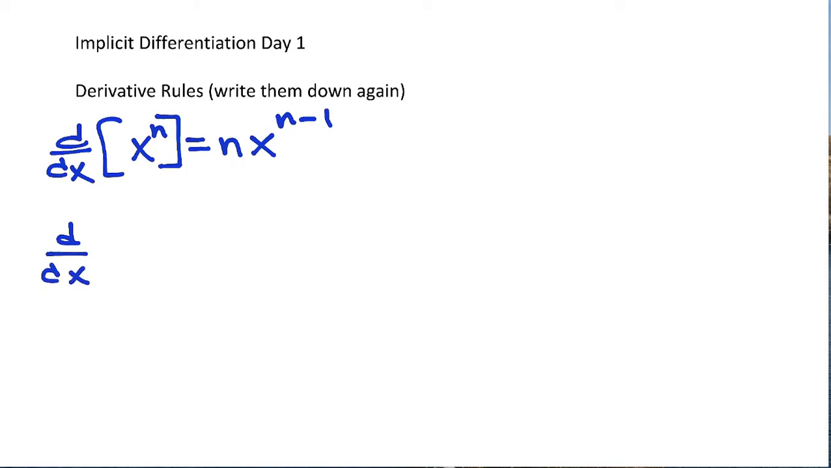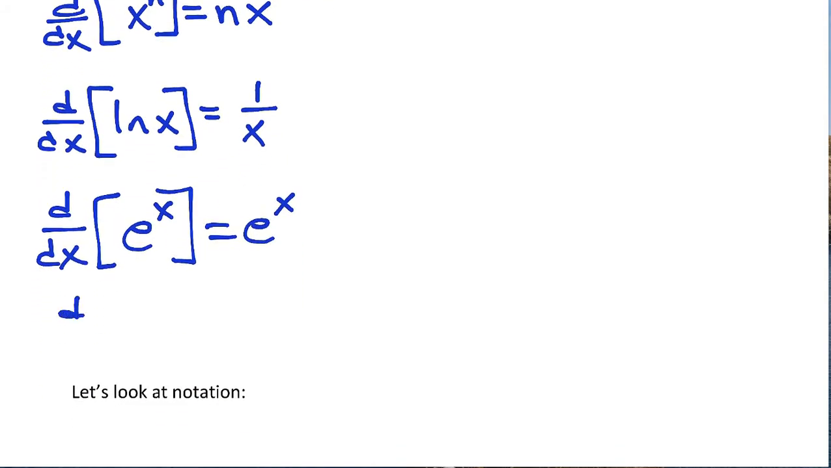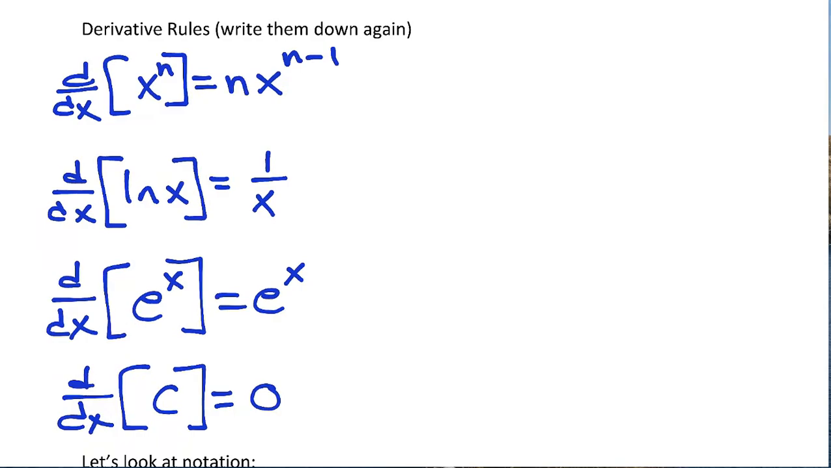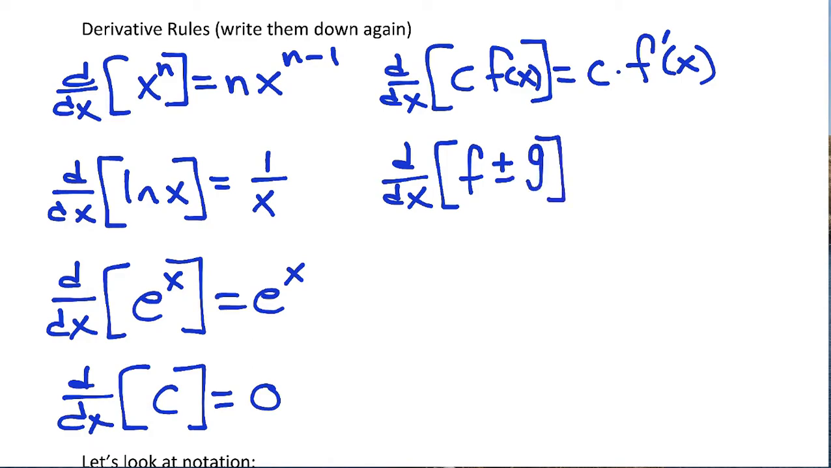The derivative of the natural log of x is equal to 1 over x. The derivative of e to the x is equal to e to the x. The derivative of a constant is equal to 0. The derivative of a constant times a function is equal to the constant times the derivative of the function. The derivative of a function plus or minus another function is equal to the derivative of that function plus or minus the derivative of the next function.